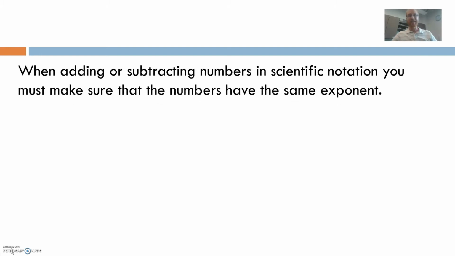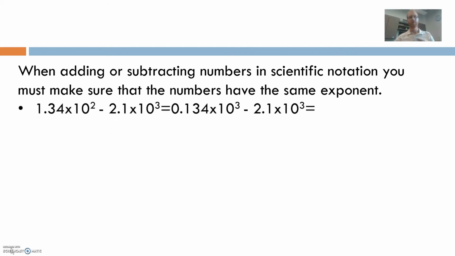So when you're adding or subtracting numbers in scientific notation, you have to make sure that the two numbers have the same exponent. Okay, for instance, you got 1.34 times 10 to the second minus 2.1 times 10 to the third. Well, in this case, you got 1 times 10 to the second and 1 times 10 to the third. All right, but in order to really add them and pay attention to significant figures, you've got to change either one or the other exponent so that they are the same.